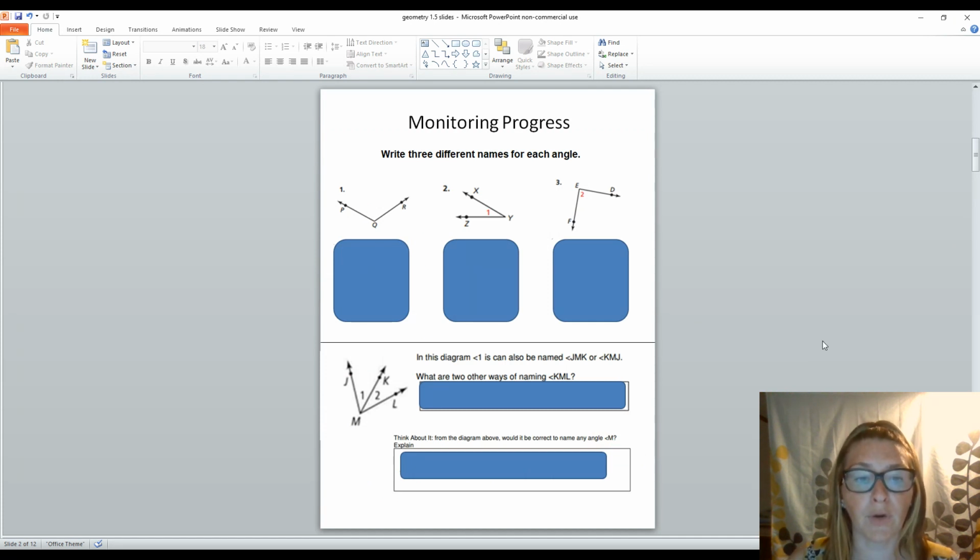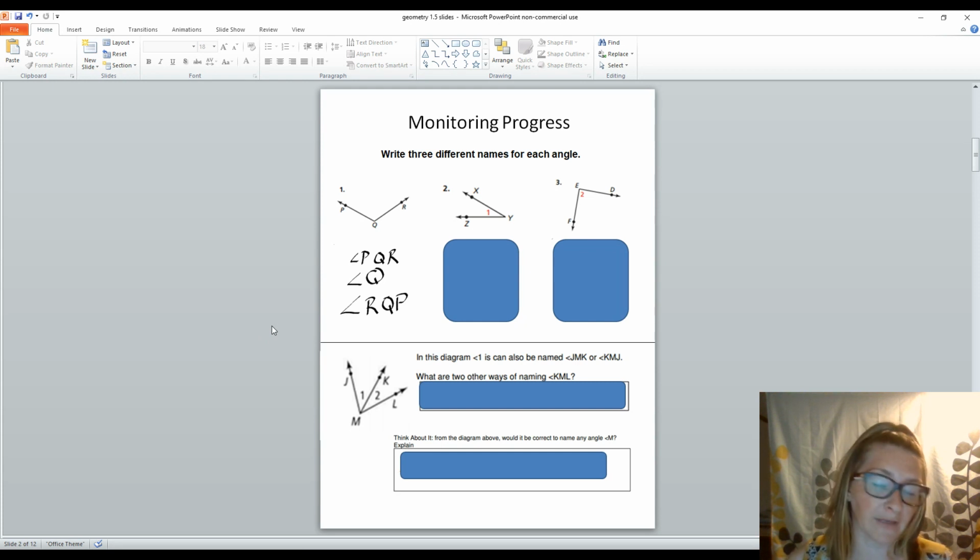All right, so let's see some examples of naming our angles. So in example 1, we're going to do that one together. So here I could name this angle, angle PQR. Another way to name this angle would be angle RQP. And last, for this example, I can name it angle Q. So here are my three. It doesn't matter the order you write your answers in.